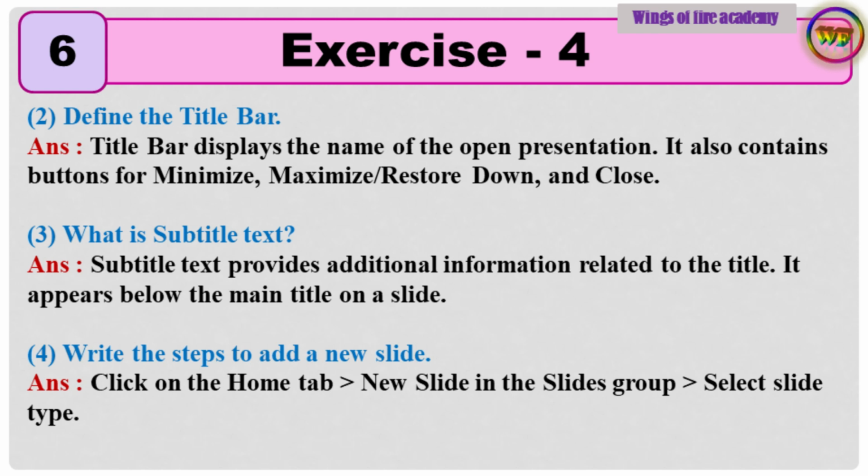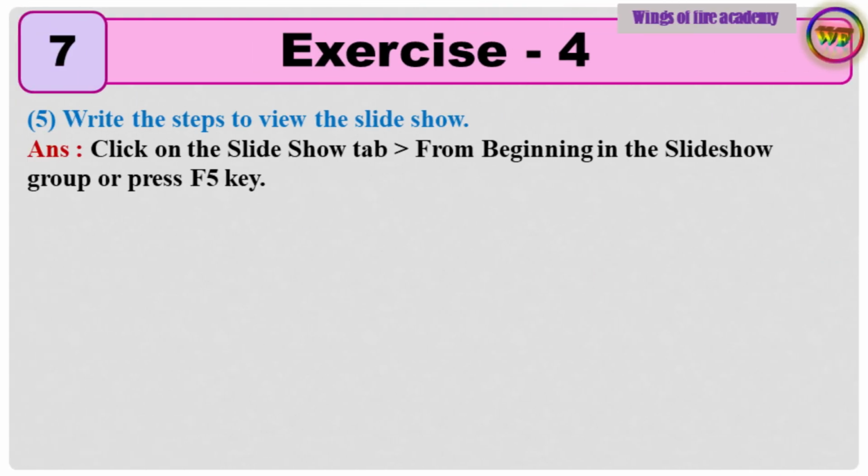4. Write the steps to add a new slide. Answer. Click on the Home tab, then New Slide in the Slides group, then select Slide type. 5. Write the steps to view the slideshow. Answer. Click on the Slideshow tab, then from Beginning in the Slideshow group or press F5 key.